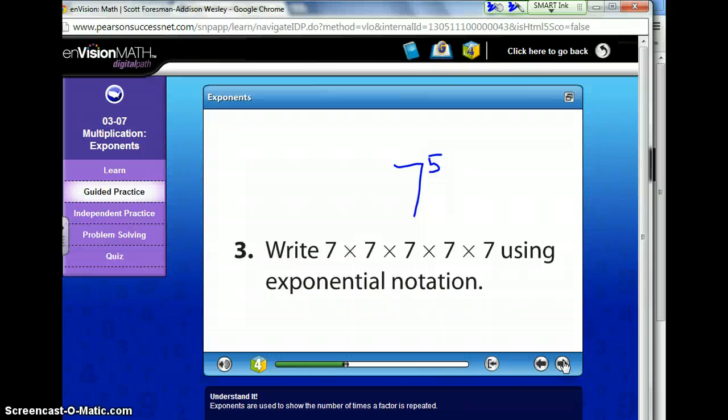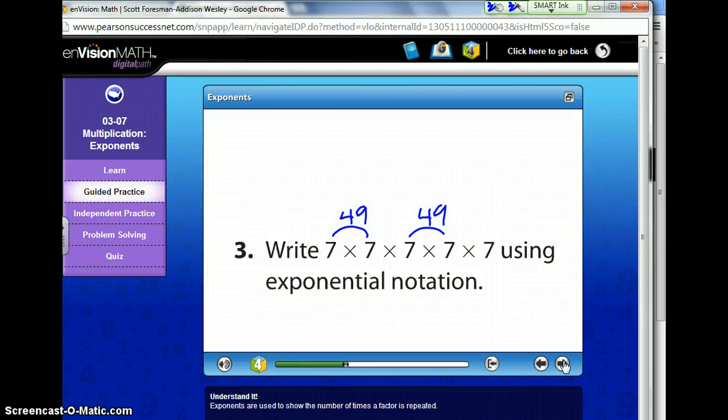Now, are you ready? Ready for this? Okay. I'm going to write it out. Well, it's already written out here for me. How would you chunk this to find the answer? What would you do? Sam? 7 times 7 is 49. And then? 7 times 7 is 49. Okay. So now we have 49 times 49.